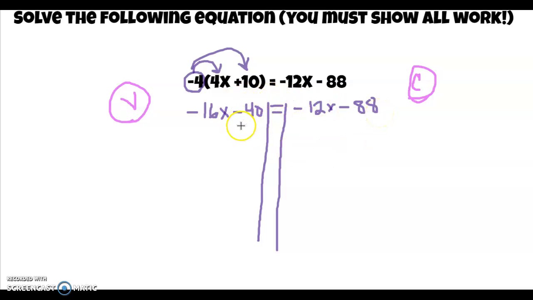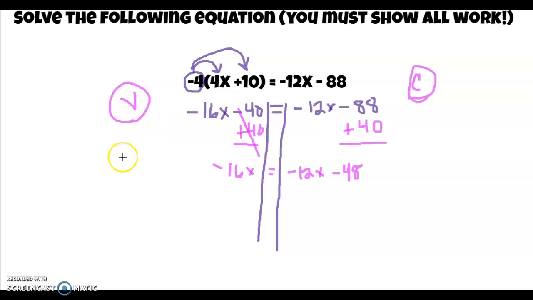Well, how do I zero out a -40? Well, I do the opposite. I will add 40. Anything I do to one side, I do to the other. Notice that I'm lining them up underneath the correct term because these are like terms. These cancel out. I'm left with -16x equals -12x. And then I have more negatives than positives, and I actually have 48 more negatives.